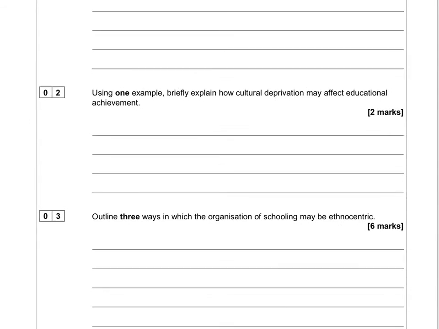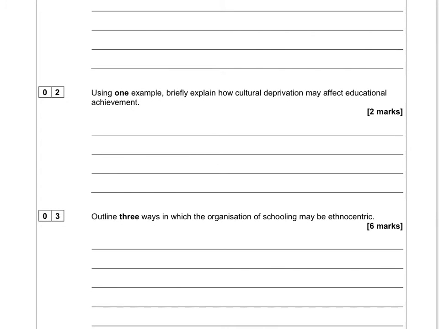The second 2-mark question is slightly different. It asks you to use one example to briefly explain how cultural deprivation may affect educational achievement. You need to be able to explain what cultural deprivation is in your answer, and you need to use an example to illustrate it. The marks are allocated: one for the clear understanding of cultural deprivation and the second one for the relevant example. You must be clear, particularly if you get questions about cultural deprivation, that the example you give is to do with culture, not material factors. Good examples of cultural deprivation are things like lack of values in education, whereas material deprivation is much more about material factors like lack of space at home because they can't afford to live in a big house. So you need to be very clear that your example is correctly linked to what the question is asking you about.